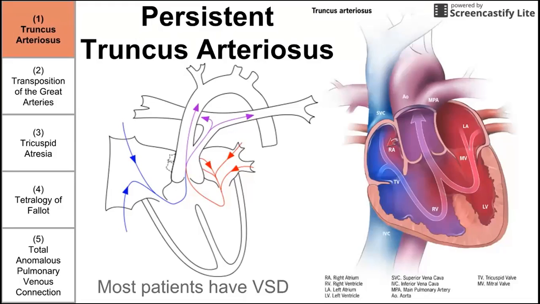So most patients also have a ventricular septal defect with persistent truncus arteriosus, and we can see that in the picture there too. The ventricles don't really have much of a septum between them, allowing for even more mixture of blood as it's pumped into the aorta and the pulmonary artery. This is persistent truncus arteriosus. We see mixed blood going into both sides of the circulation, both the systemic and the pulmonary circulation.